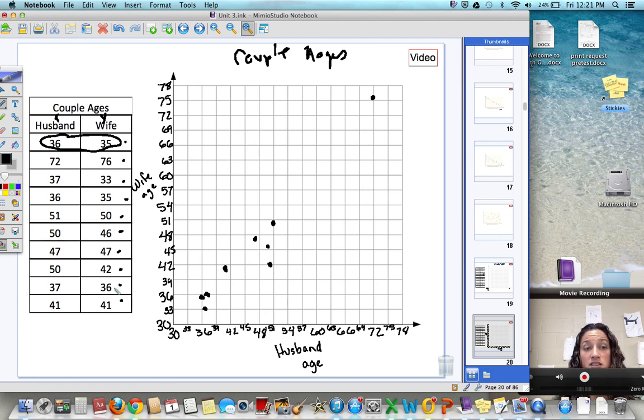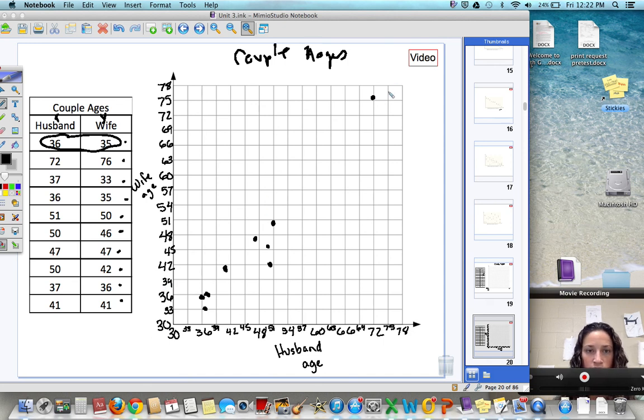So I would say here that this is a positive linear correlation. It looks like it's going up. These necessarily aren't independent and dependent variables, because the husband's age doesn't depend on the wife's age and the wife's age doesn't depend on the husband's age, but they're positively correlated. So an older man normally marries an older woman. A man in his 50s is married to a woman in her 50s. A man in his 30s is married to a woman in her 30s. So it just kind of works out that way.